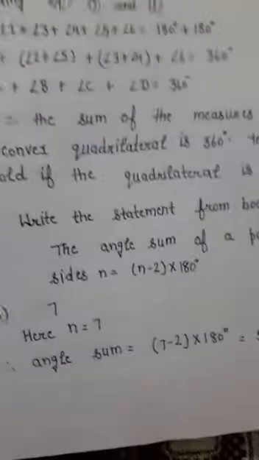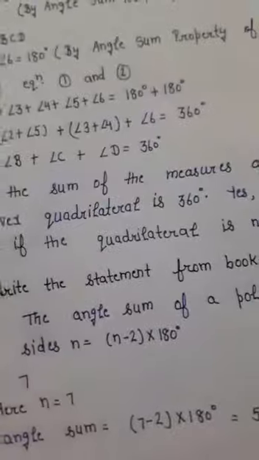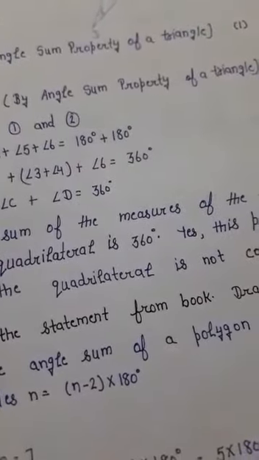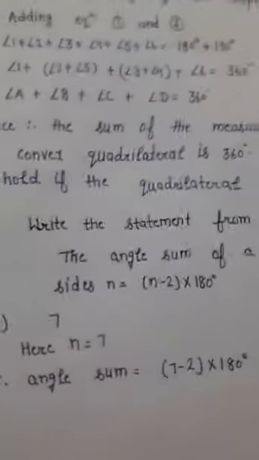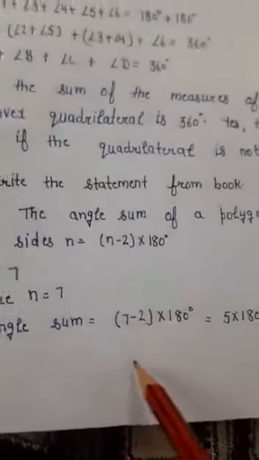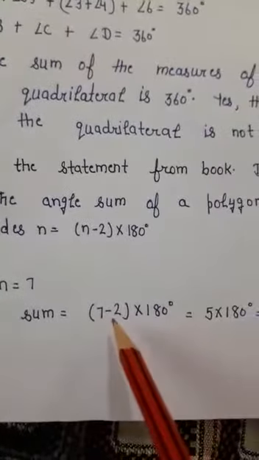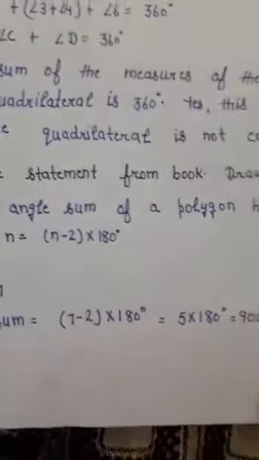Now in question number 4, in the A part, you have to calculate the interior angle sum of a convex polygon, where the number of sides is given to you. In the A part, the number of sides is 7. The formula is (n minus 2) multiply 180 degrees, where n is 7. 7 minus 2 multiply 180, that is 5 multiply 180 degrees, that is 900 degrees.